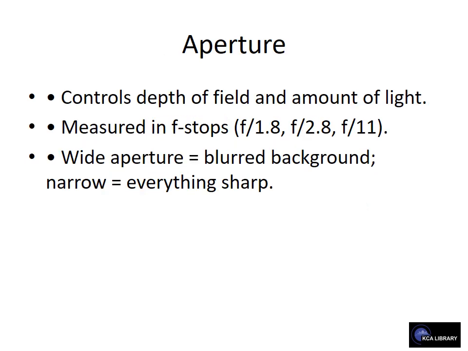Alright, so let's talk about the aperture first. What this does is it helps you to control the depth of field and the amount of light. It's measured in f-stops, and as you can see, you have f/1.8, f/2.8, and f/11. When you have a wide aperture, you get a blurred background; with a narrow aperture, everything is sharp. So you need to learn how to use this appropriately.